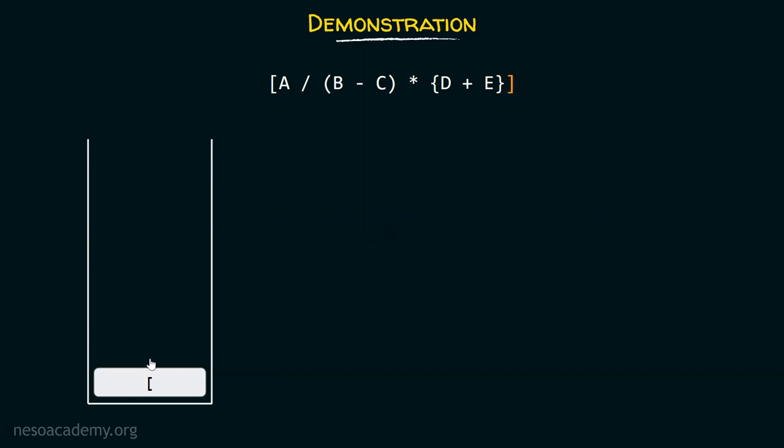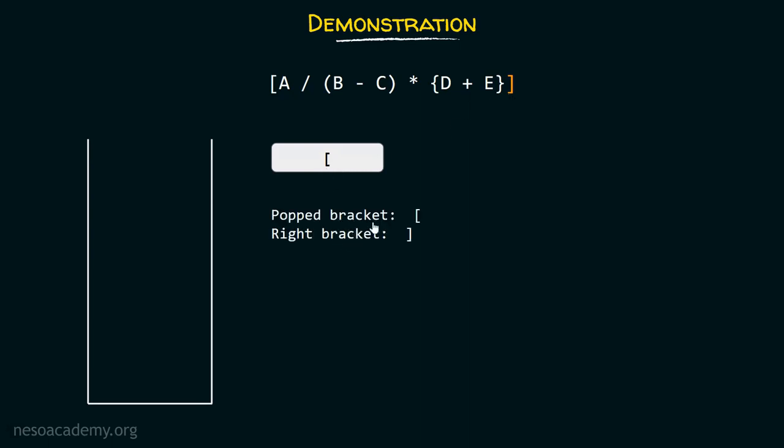We must pop an element from the stack and we must compare this element with this element. That means we must compare this left bracket with this right bracket. Here you can see that this popped bracket is actually a square bracket and the right bracket is also a square bracket. They are matching. Hence, we can say that there is no problem. And of course, you can see that we are done with this expression, right?